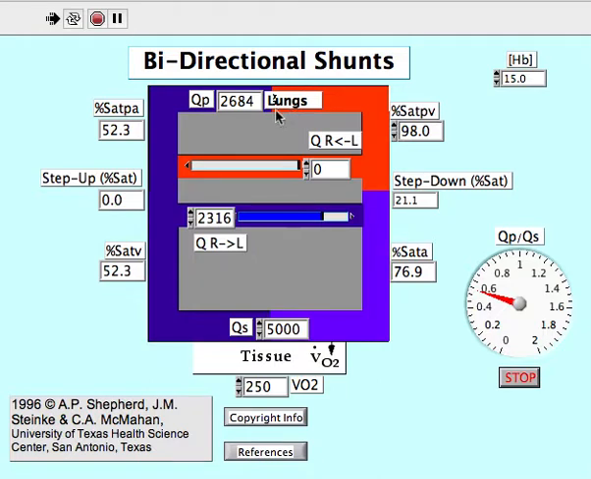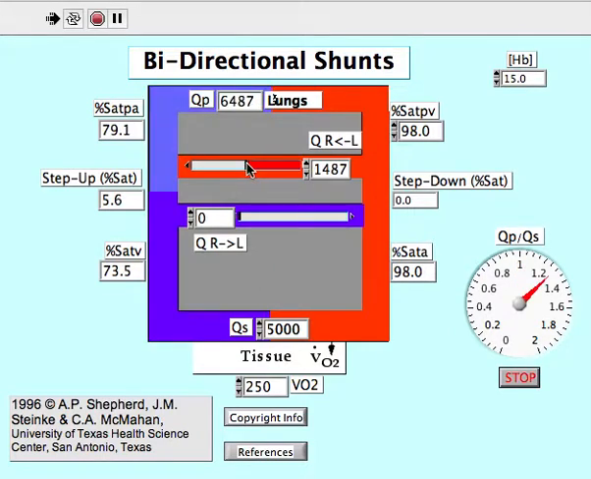Now, if we eliminate that, go back to a normal situation, you can see that the QP-QS ratio is 1. This is what we mean when we talk about shunts. We have a shortcut. Blood is going, in this case, from left to right, and in this case, from right to left.